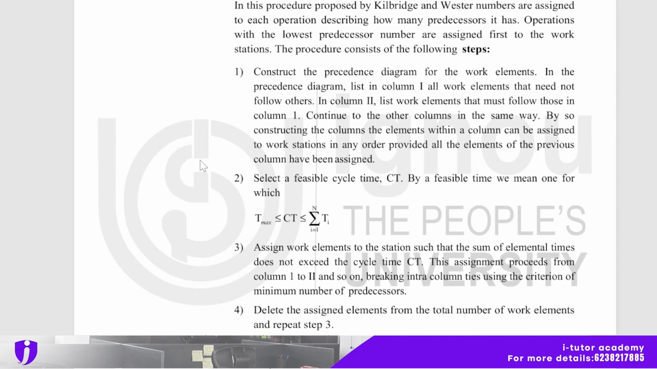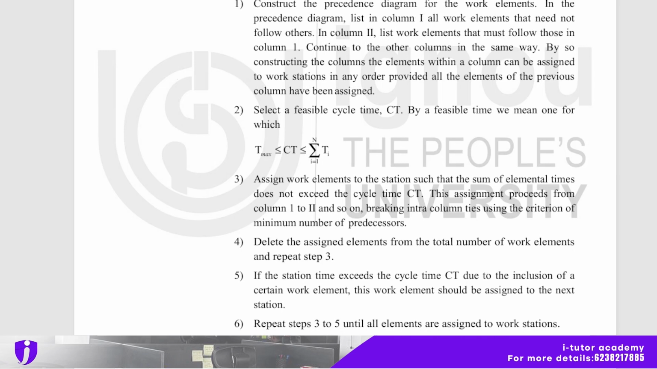The procedure consists of the following steps. The first one is constructing the precedence diagram for the work elements. In the precedence diagram, list in column 1 all work elements that need not follow others. In column 2, list work elements that must follow those in column 1. Continue to other columns in the same way. By constructing the columns, the elements within a column can be assigned to workstations in any order, provided all the elements of the previous column have been assigned.